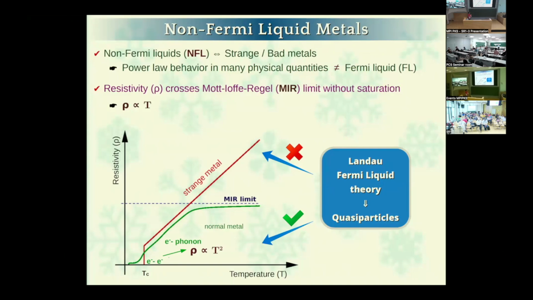For example, one important property that often catches our attention is that the resistivity goes as linear in T, and it crosses the so-called Mott-Ioffe-Regel limit, the Mooij limit, without showing any such saturation. Suppose you take a normal metal, or a Landau Fermi liquid theory substance, then this is how it will behave, like this green line. Rho will go as T squared, and at some point it will saturate, obeying this limit. Whereas for the strange metal, it will just go as linear in T and it is not going to saturate. So this kind of strange behavior tells us that the quasi-particles that describe this Landau Fermi liquid theory cannot be the emergent degrees of freedom in these non-Fermi liquid metals.